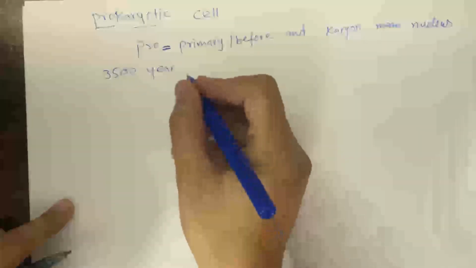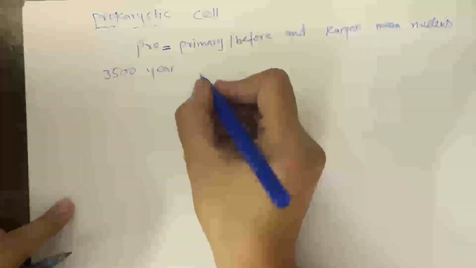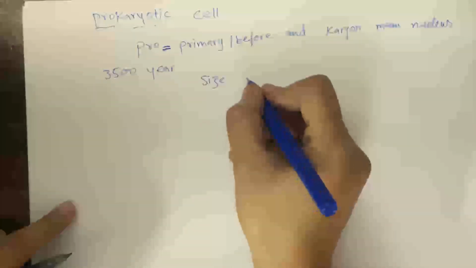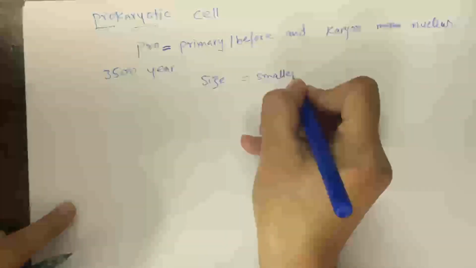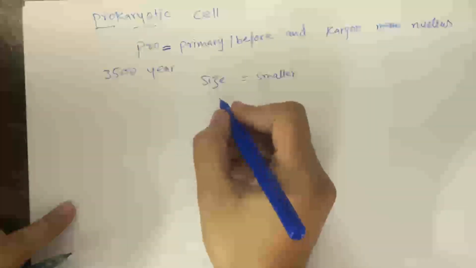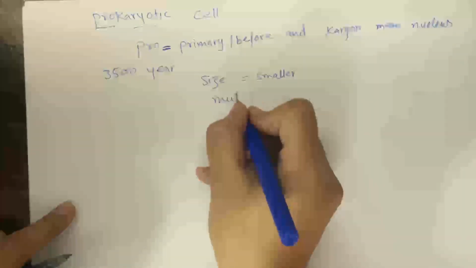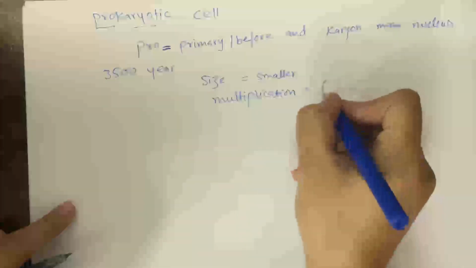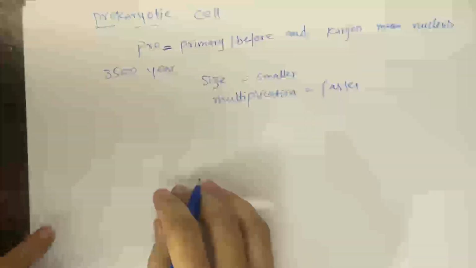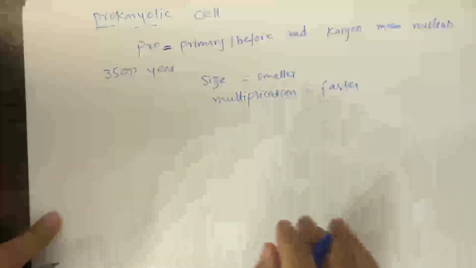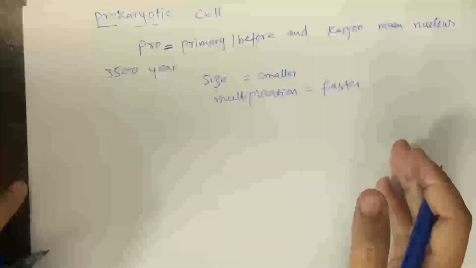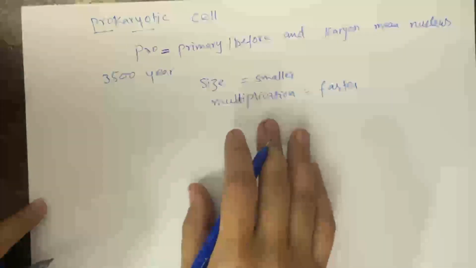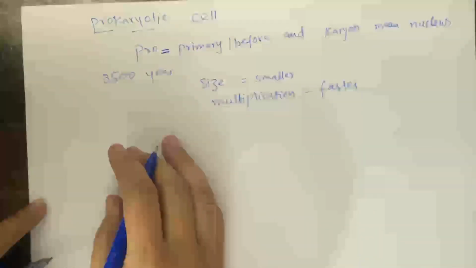Prokaryotic cells are generally, if we talk about size, smaller than eukaryotic cells. The size of the prokaryotic cell is smaller compared to that of the eukaryotic cell, and its cell division is much faster. Its multiplication time is faster than that of eukaryotic cells. So prokaryotic cells are simple cells which do not have any large bodies. They have very small bodies. That's why its multiplication or cell division is faster compared to eukaryotic cells.